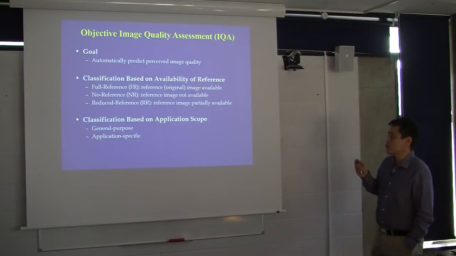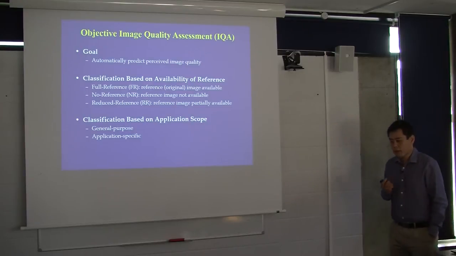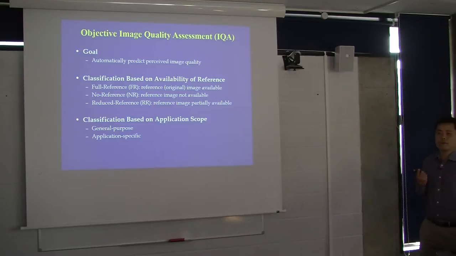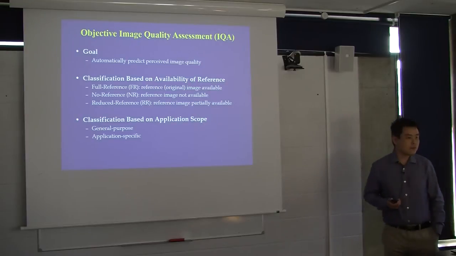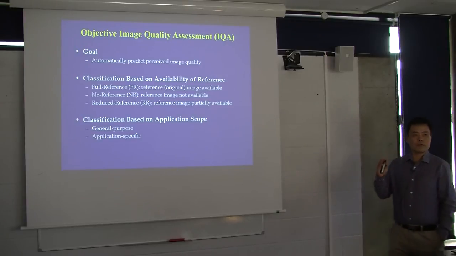If you look at all these algorithms proposed so far, you have different ways to classify them. The first simple way is full reference, no reference, and reduced reference classification. Basically it depends on whether the algorithm makes use of the original reference image or not. For example, in the previous example, if you use the original Einstein image as a reference and assume that it has perfect quality, then this is called full reference quality assessment. For humans, most of the time, you don't even need to look at the original image. That's actually the no reference quality assessment case. In that case, you don't have the reference to look at.